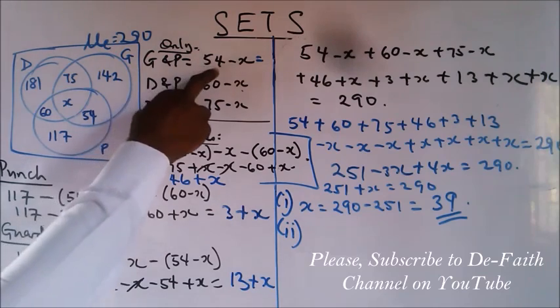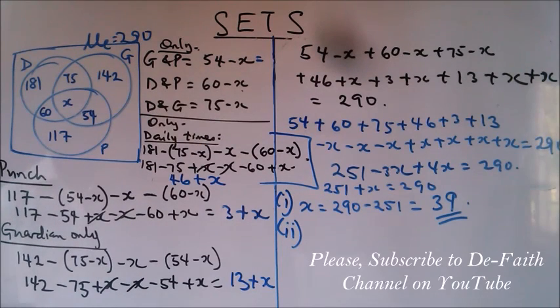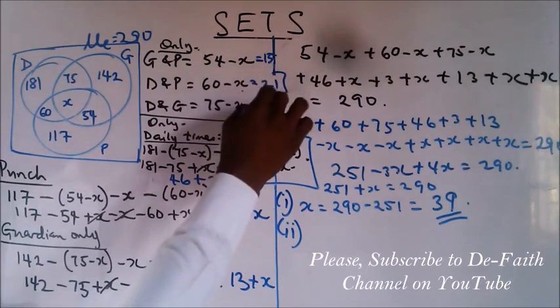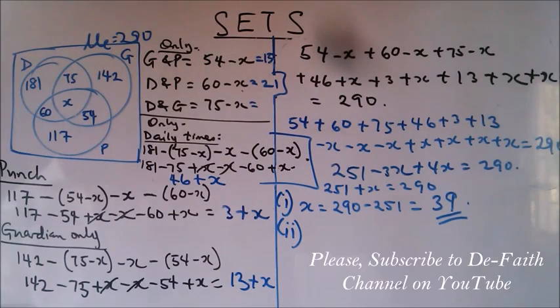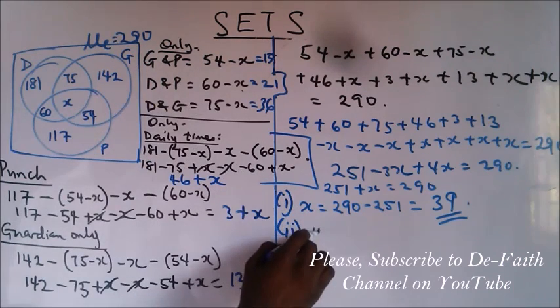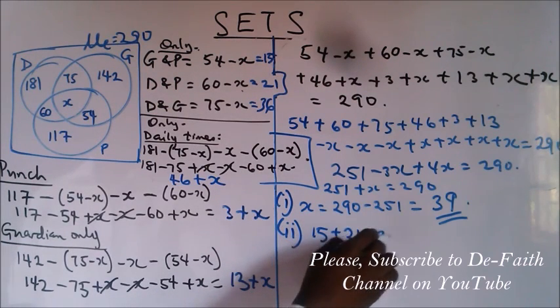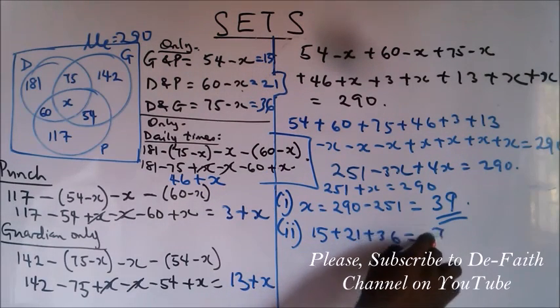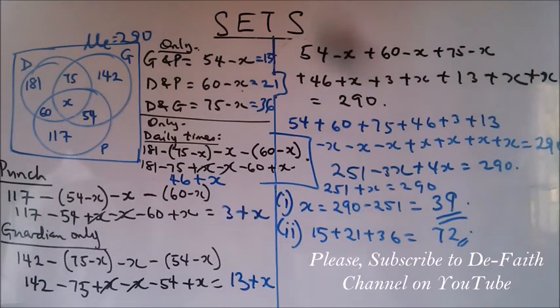exactly 2. And so for the first one, 54 minus x, which is 39, that gives 15. 60 minus 39, that gives 21. And then 75 minus 39, that gives 36. And so those that read exactly 2 of the papers, we have 15 plus 21 plus 36. These 3, when we add them together, we will have 72. And so we have that 72 readers read exactly 2 of the papers.